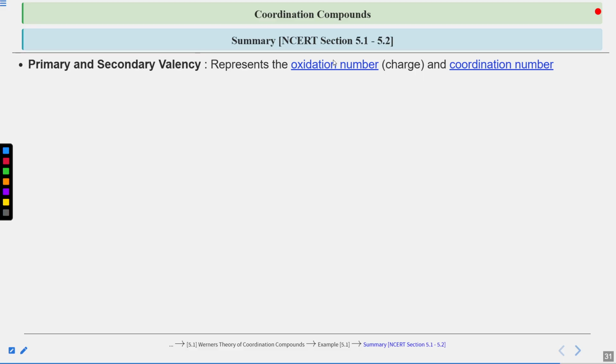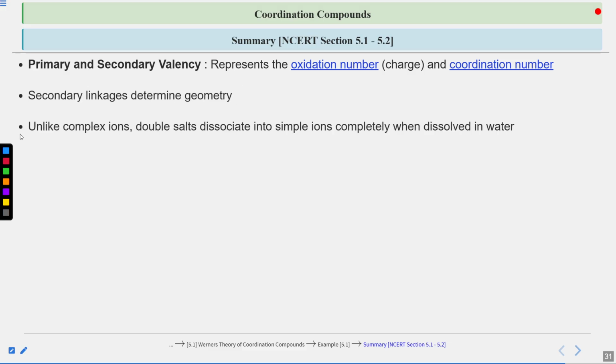Okay, let's cover the summary. Whatever we have studied today, we have discussed in NCERT sections 5.1 to 5.2, in which we first talked about the primary and the secondary valency. They represent the oxidation number and the coordination number respectively. Secondary linkage determines the geometry of the complex. Unlike the complex ions, the double salts dissociate into simple ions completely when they dissolve in water.